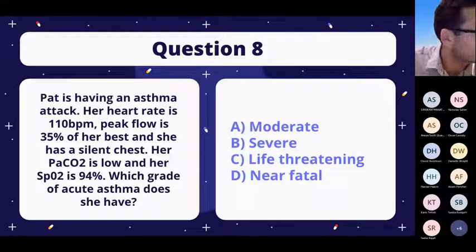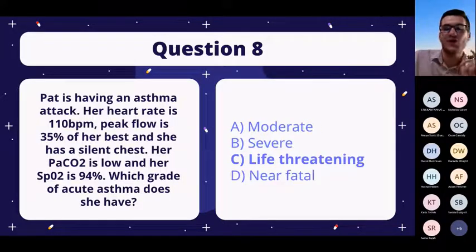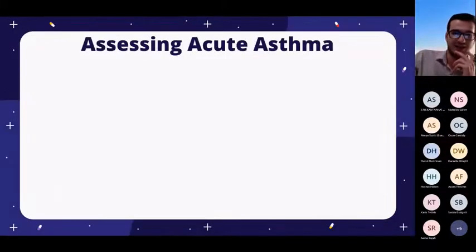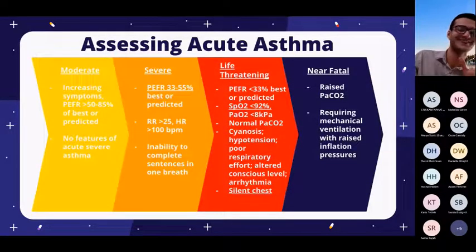Got an A, a B, quite a lot of C's. Well done to the C's. The C's have it. This is a life-threatening asthma attack. Let's have a look at this. I accidentally added a transition on this slide. I don't know how I did it, but here we go.